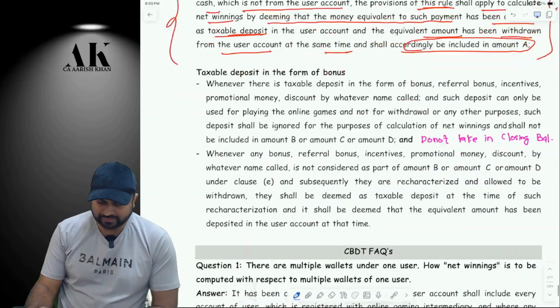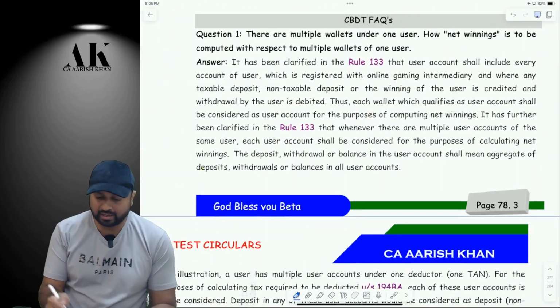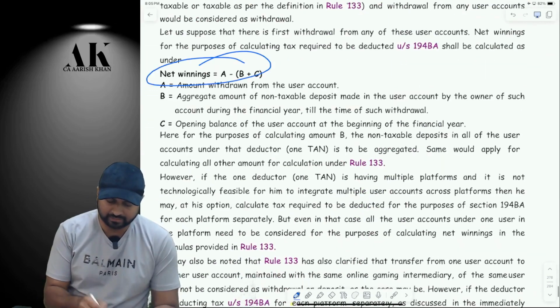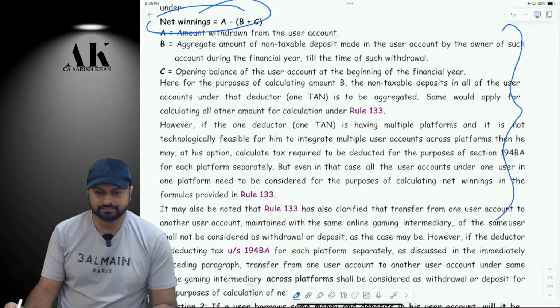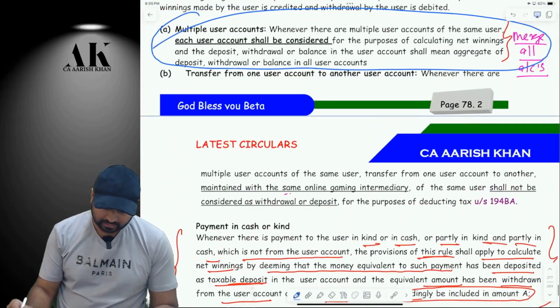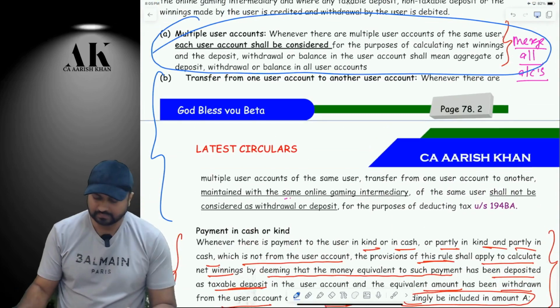Now, they have also given this in the form of a detailed FAQ over here, but ultimately they are saying the same thing with the help of an example. Here they are giving an example. Now, the next thing, listen carefully.